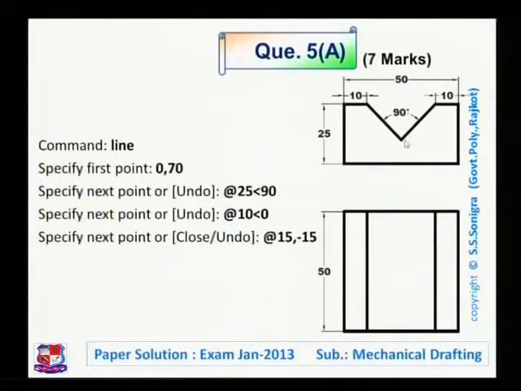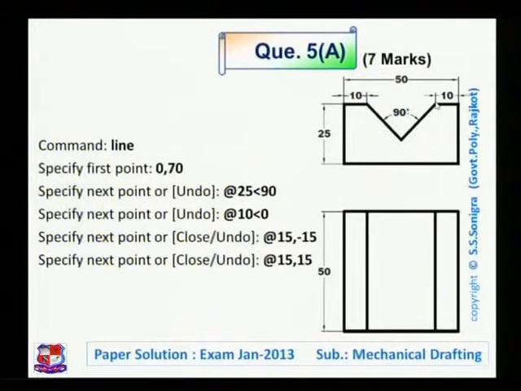Now from this point we have to draw this line. To draw this line, again we need to find the coordinate of this point. What do you say about this point's coordinates with respect to this point? So 15 mm in the x direction and 15 mm movement in the y direction. That will give us the position of this point. So we enter the next point like this: specify next point at 15, 15, both are positive. So it will draw this line.